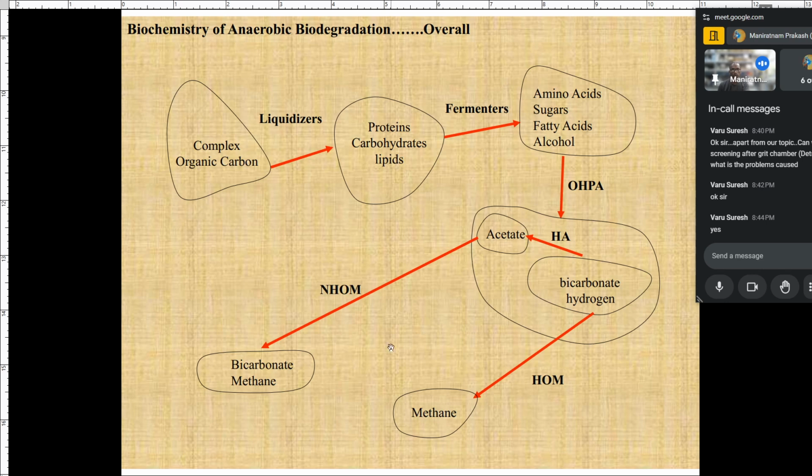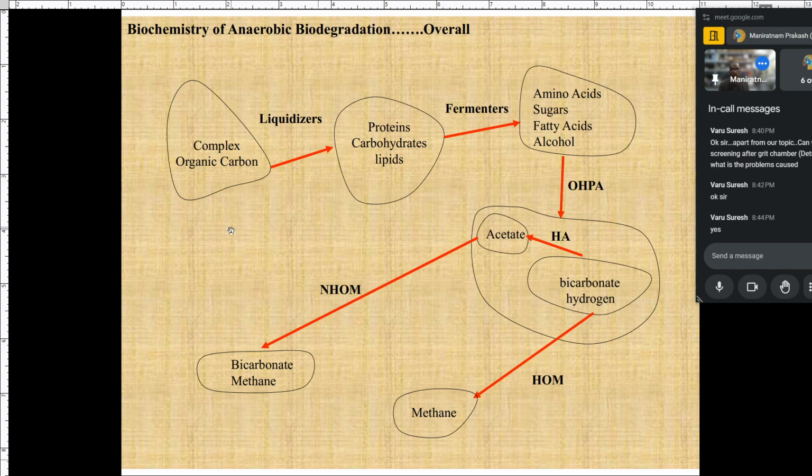Complex organic matter is converted into methane and inorganic carbon. So this is the overall process. This is our hydrolysis, this is our acid formation, this is our acetate formation, and this is our methane formation. So that is a simple reaction, these four simple reactions.